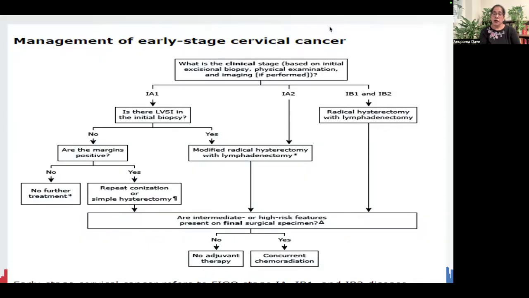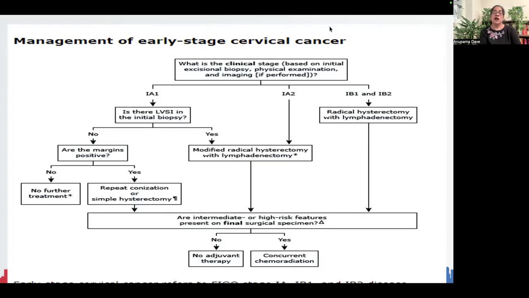So now a flowchart for the management of early stage cervical cancer, that is up to 1B. First, identify the clinical stage. If it is 1A1, see whether there is lymphovascular space invasion on initial biopsy, and if margins are positive. If none, it means everything has been removed in the initial specimen. No further treatment is required.